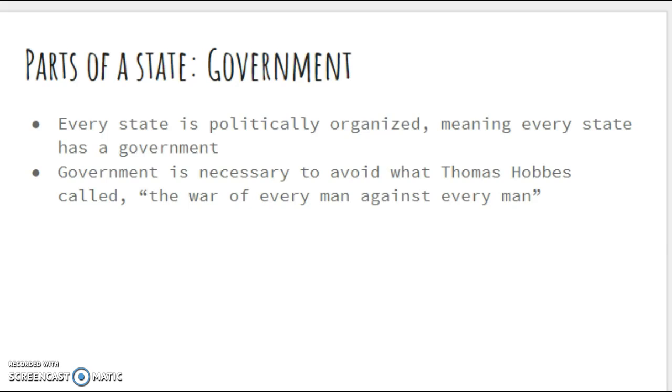Okay, parts of a state: government. Each state is politically organized, meaning every state has a government. Government is necessary to avoid what Thomas Hobbes called the war of every man against every man. So basically, Thomas Hobbes believed that if we did not have a government, then men would constantly be at war with one another. They would not get along, and little would be accomplished.